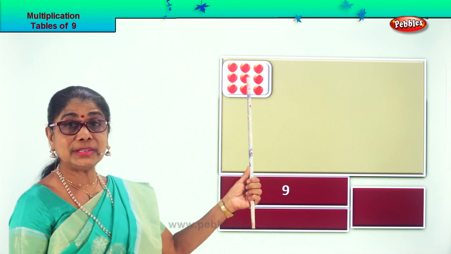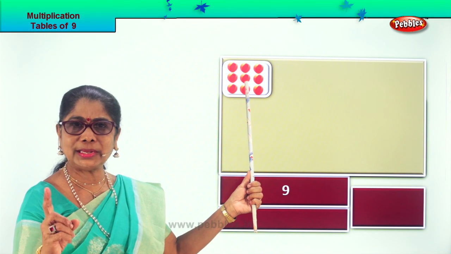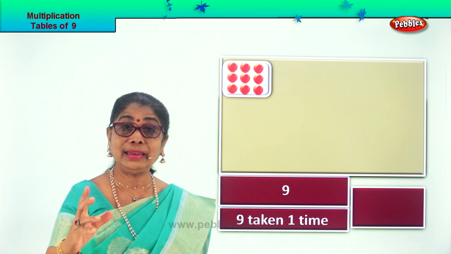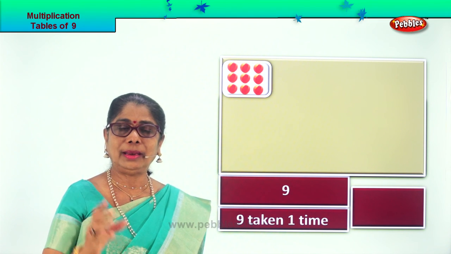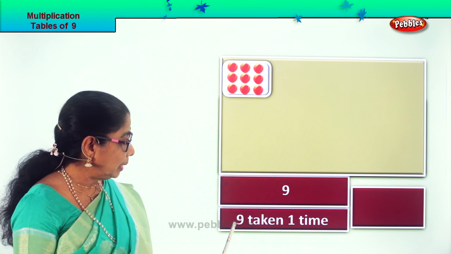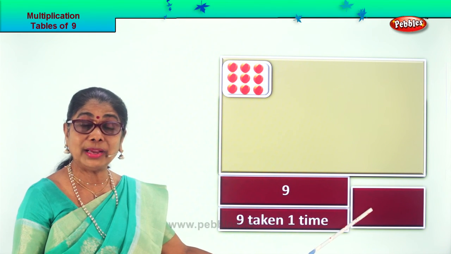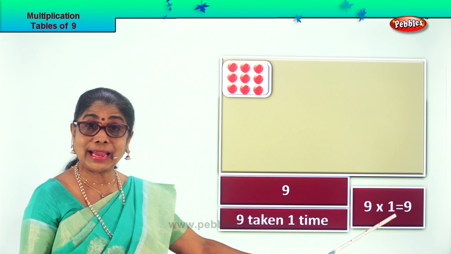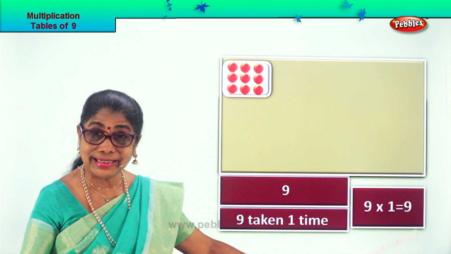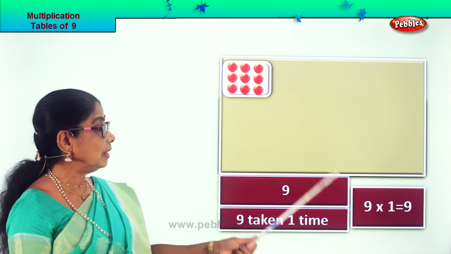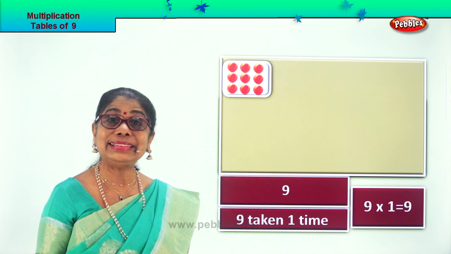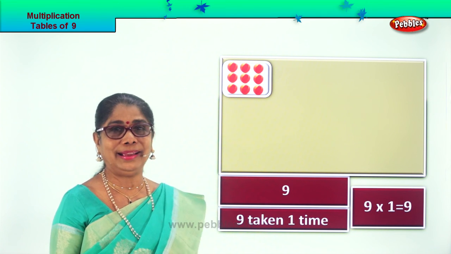Good. How many times 9? We are taking 1 times 9. 9 taken 1 time. 9 taken once. 9 into 1. 9 ones are. That's what we are doing. So 9 into 1. So we write down here 9 into 1 or 9 times 1 is equal to 9 itself. Very good. That's what is here. 9 into 1 or 9 times 1 is equal to 9.